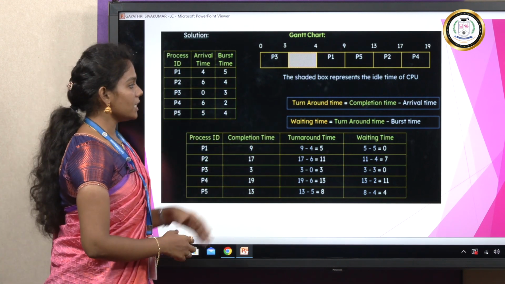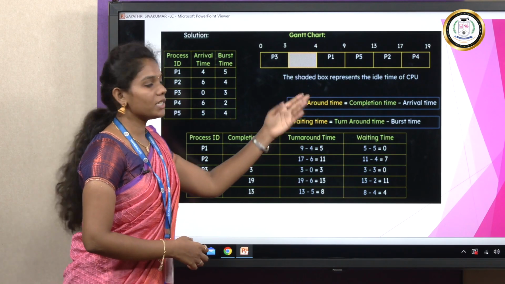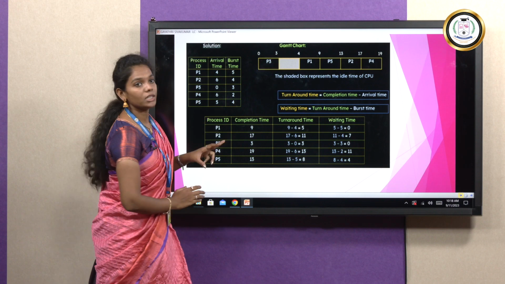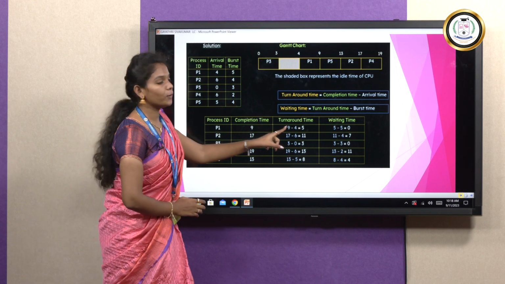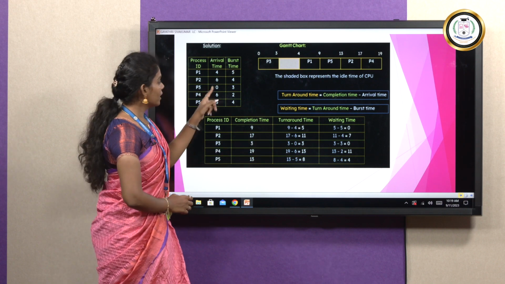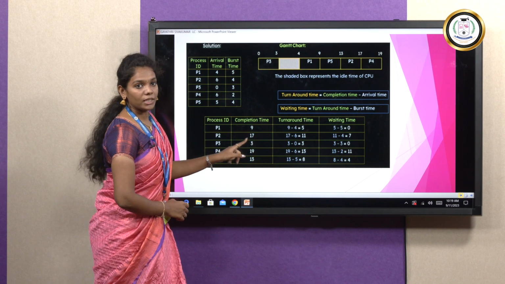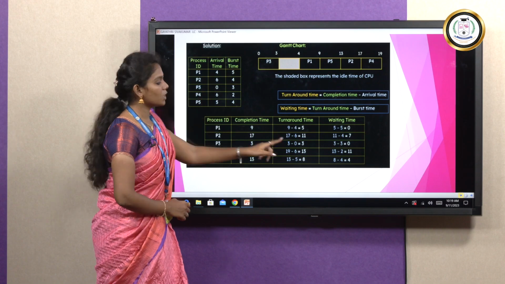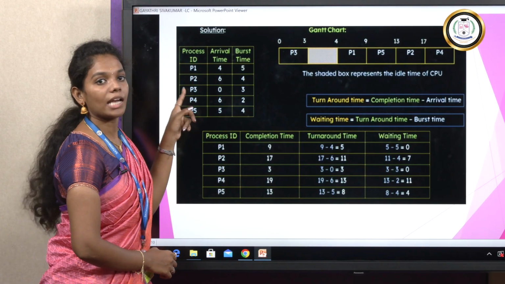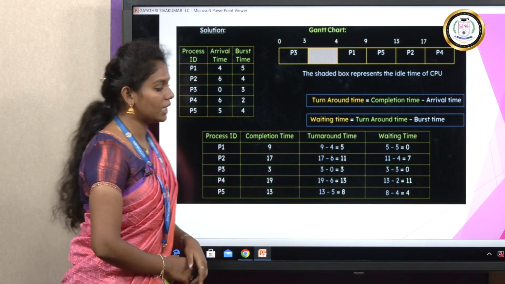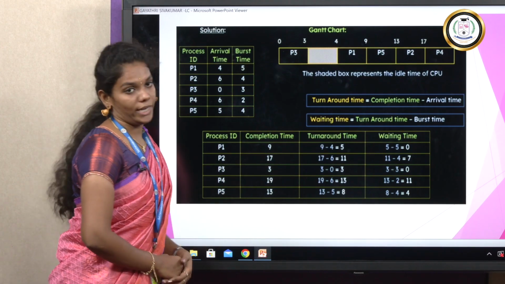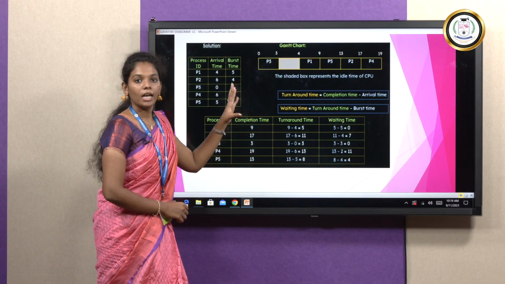Next, I need to calculate completion minus arrival. The completion time is already known, and the arrival time is given in the question. So 9 minus 4 is 5, and 17 minus 6 is 11. For P3, 3 minus 0 is equal to 3. For P4, 19 minus 6 is 13, and the next is 13 minus 5, which is equal to 8. This is how you calculate the turnaround time.